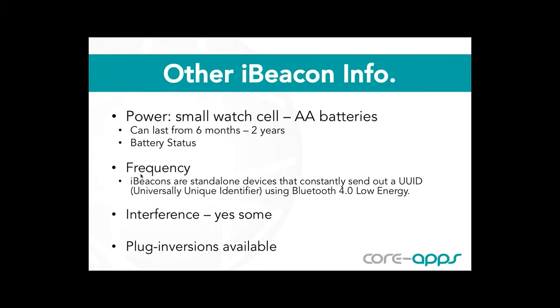On the frequency side, iBeacons are standalone devices. They give out what they call a UUID number, which is a universal unique identifier. Just think of it as a number that each one has on its own that it's going to push out, okay? And that is what the phones are going to be reading off of that. It does use Bluetooth 4.0 or greater for the low energy side.